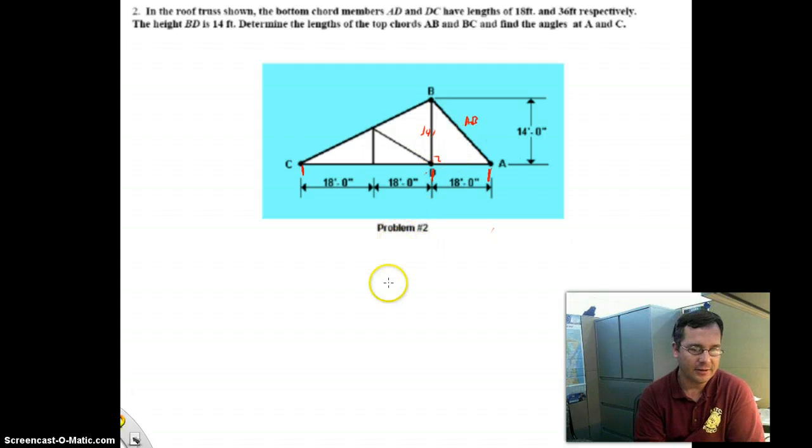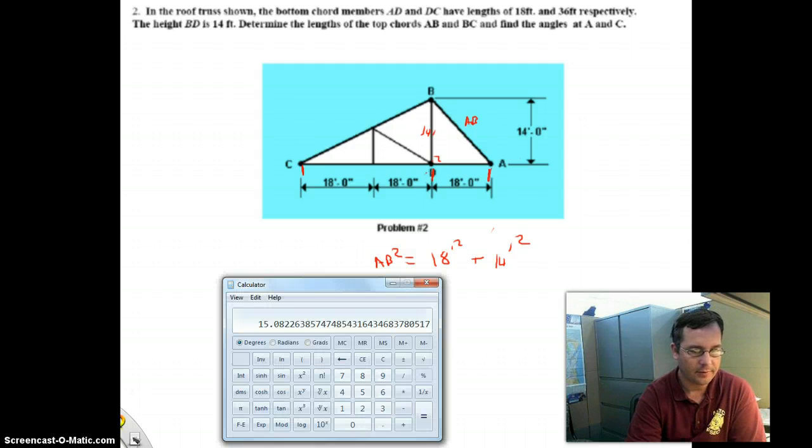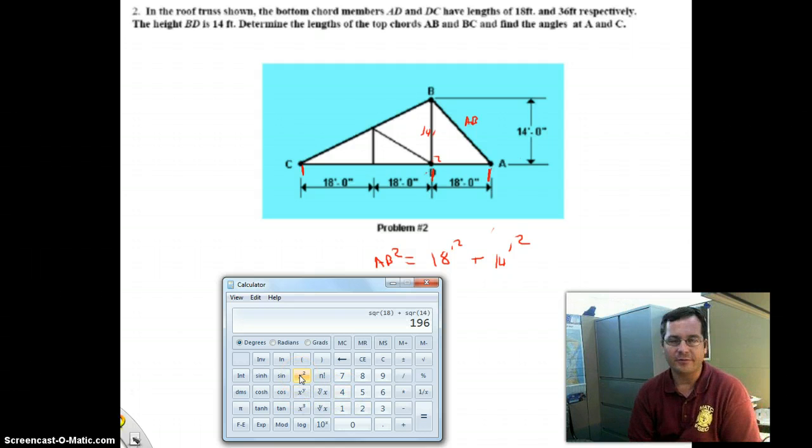So if we were to solve for length AB, well, what does length AB equal? Length AB, we don't know exactly, but we know that length AB squared equals 18 feet squared plus 14 feet squared. Now, plugging and chugging on the calculator, 18 squared is 324, and then we're going to say plus 14 squared. And we're able to do this because of the calculator's understanding of order of operations. So the number that you see here, this 196, that's 14 feet squared.